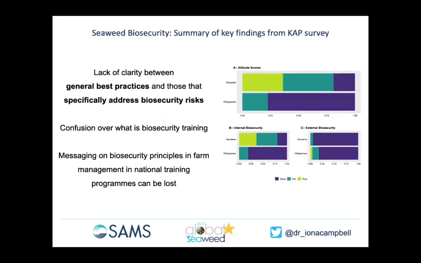The survey also showed that there was sometimes a lack of clarity between what was generally just best practice in the seaweed industry and then what practices were specifically addressing biosecurity risks. And this came out in confusion over what biosecurity training had been provided to farmers. So messaging on biosecurity principles in farm management in national training programmes can be lost.